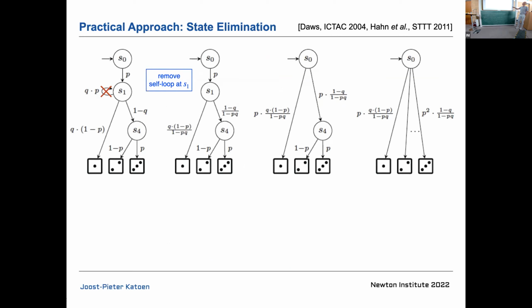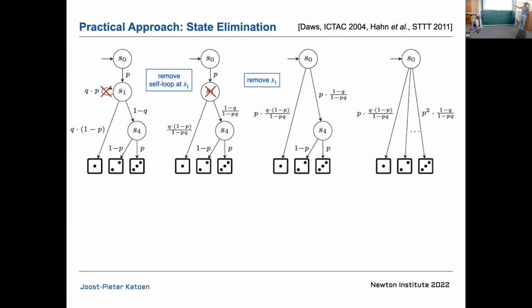Why can we do that? Because it's a geometric distribution on staying here. So in the end, what you need to do is divide all these outgoing transitions by 1 minus the probability of the self-loop. Now I can remove S1. That's what we're going to do now.